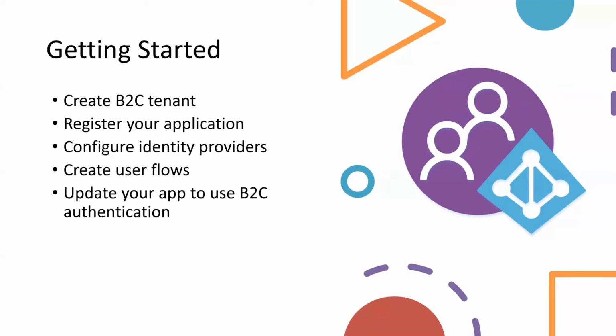Getting started is really not that difficult. You create your B2C tenant, register your application or applications. You configure your identity providers, whether that's Facebook or Microsoft or Google or whoever. You create your user flows, and actually probably configure would be a better word here, because most of the user flows that you'll use serve whatever your requirements are, pretty straightforward. So you can just configure those for your application and use them as is. And then you just update your apps or create your new apps to use the B2C authentication.